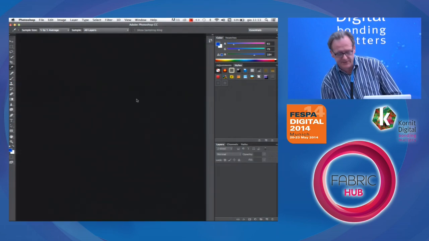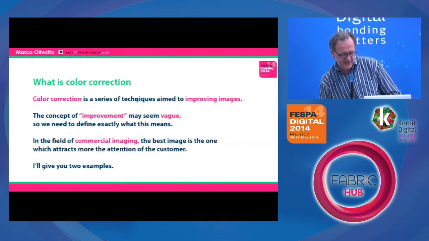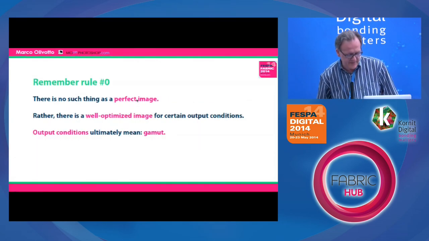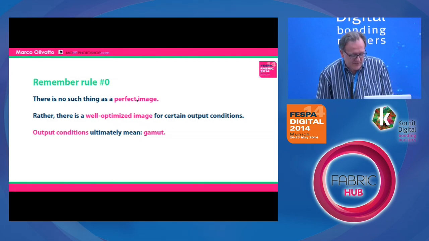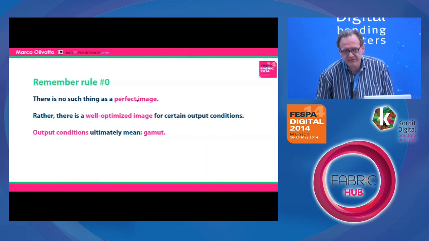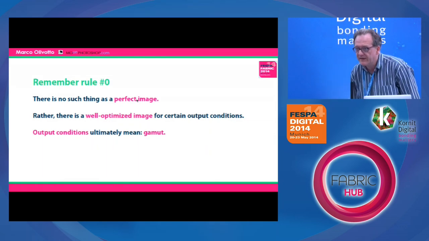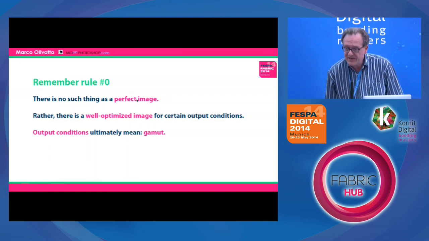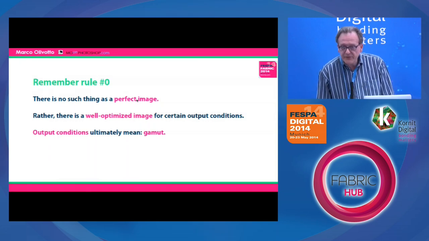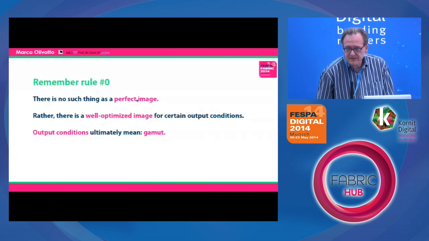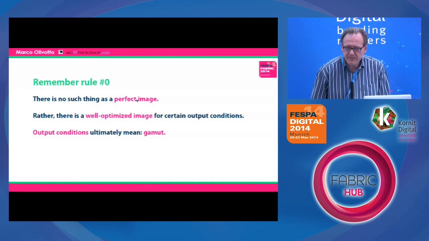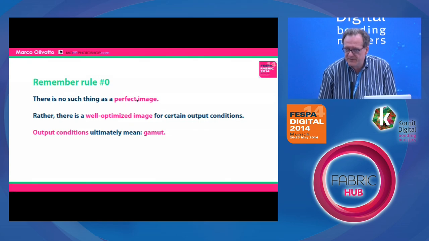Okay, so much for the two examples, which are not even as extreme as you may think. But I would like to give you rule number zero at this point, rule number zero, that there is no such thing as a perfect image, not ever, all right? What you can have is a well-optimized image for your output conditions, as different as they may be, of course. And to me, output conditions ultimately mean gamut. That is, the available palette that a device has to paint your final result, because that's what it is.